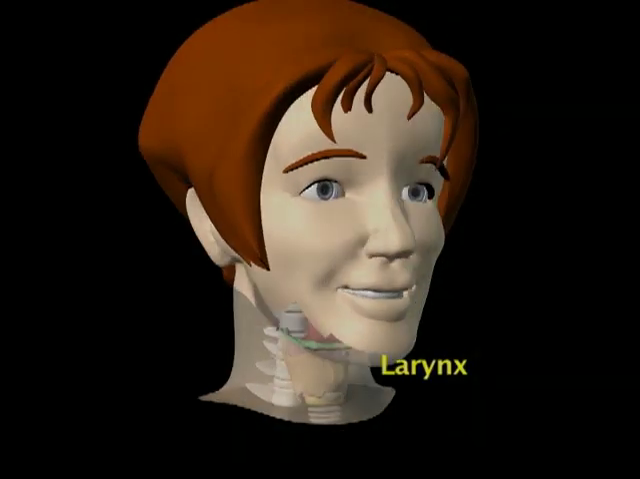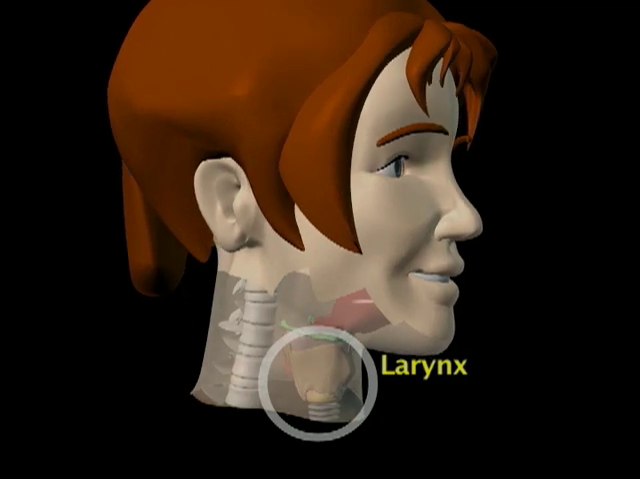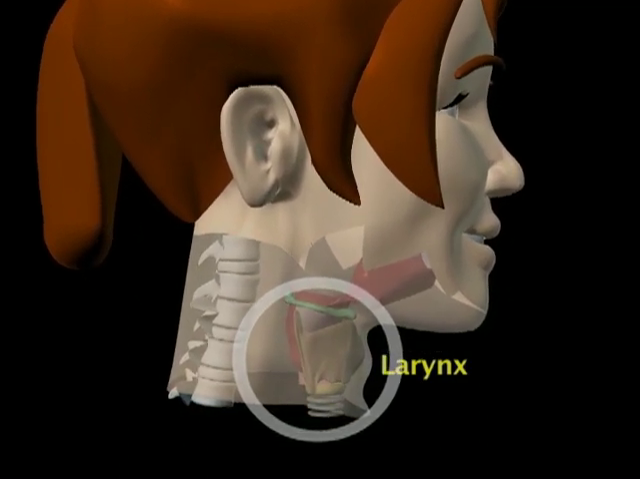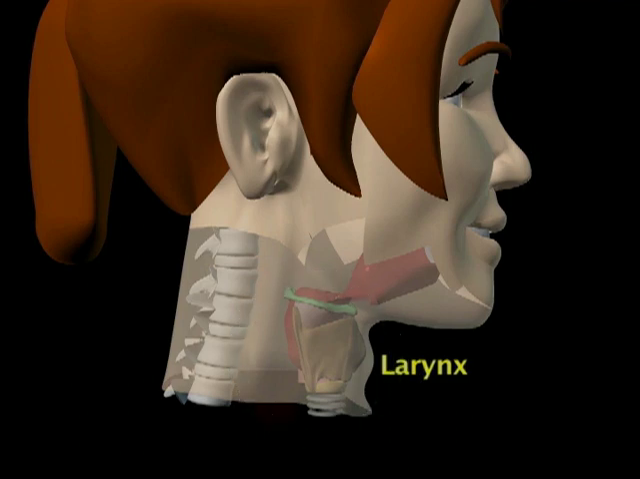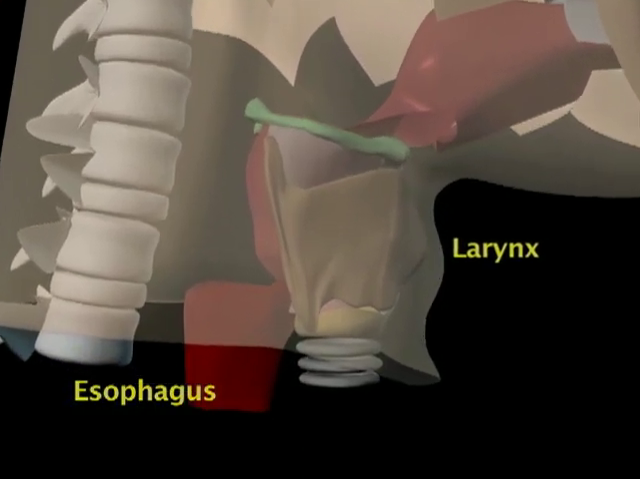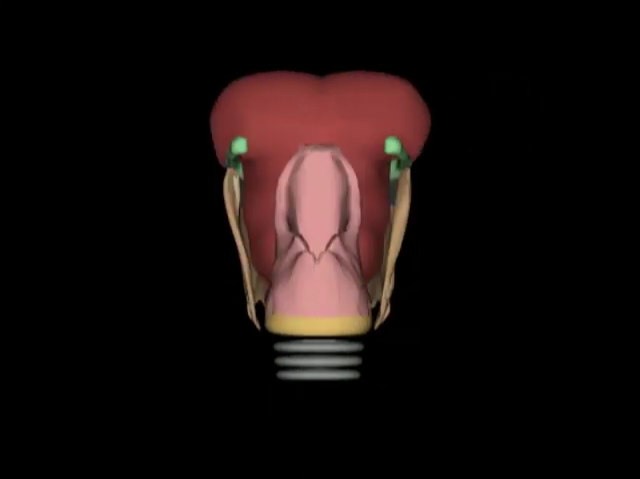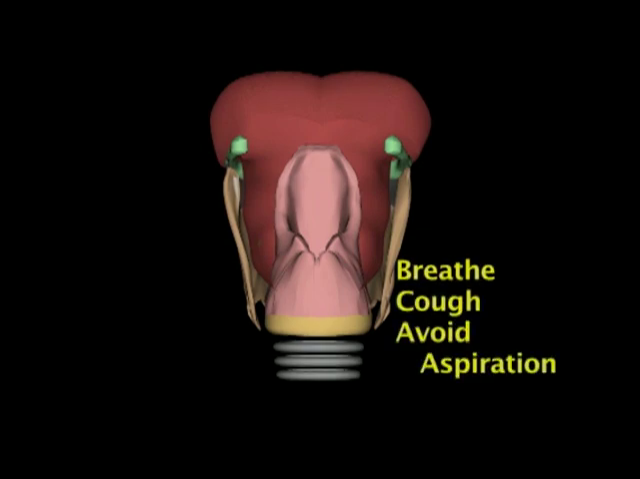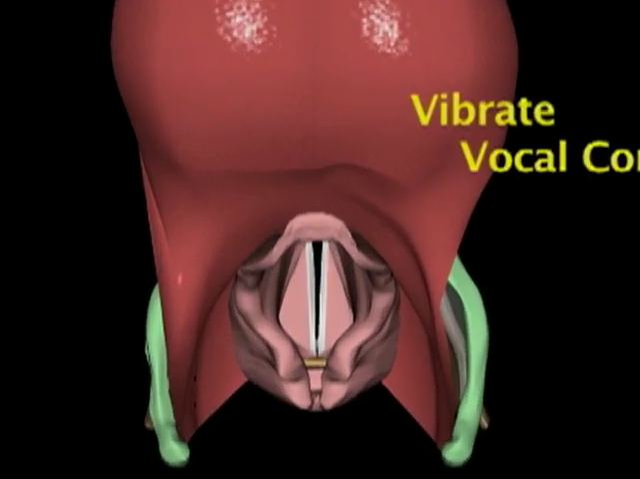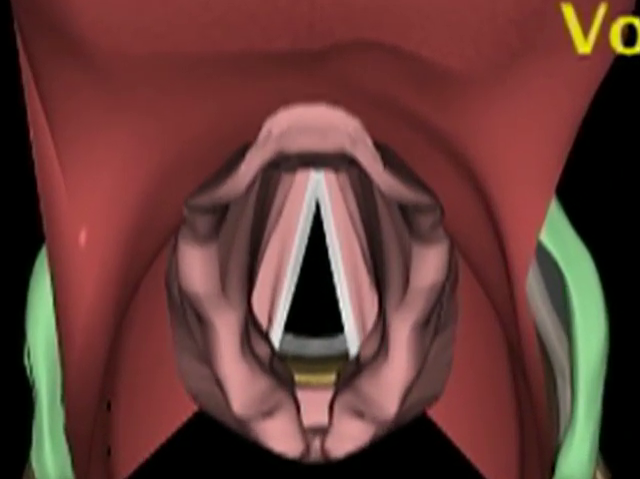Let's review the anatomy of the larynx. The larynx is a muscular tube in the neck that contains the vocal cords. It's the uppermost opening to the tracheobronchial tree and lies anterior to the esophagus. The larynx functions as a sophisticated valve that lets us breathe air, cough effectively, and swallow food and liquid without aspirating. Vibration of the vocal cords vocalizes sounds.